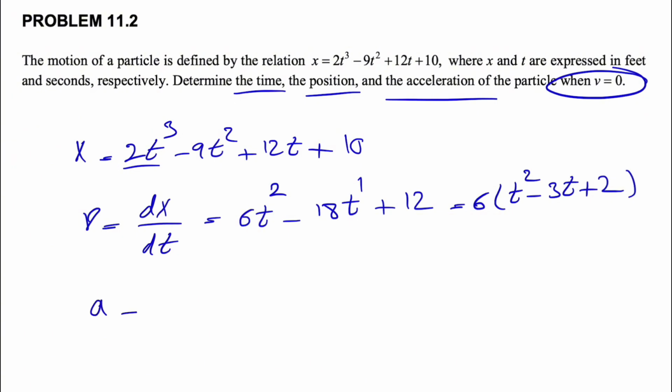And if we want to find the acceleration, we know we have the derivative of velocity with respect to t, which will be 6 times 2, 12t to the power of 2 minus 1, which is 1, minus 18. So now we have the expressions for position, velocity, and acceleration.